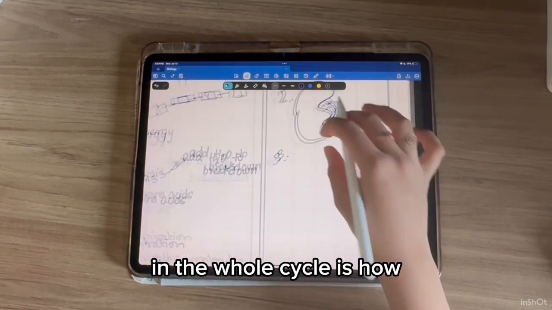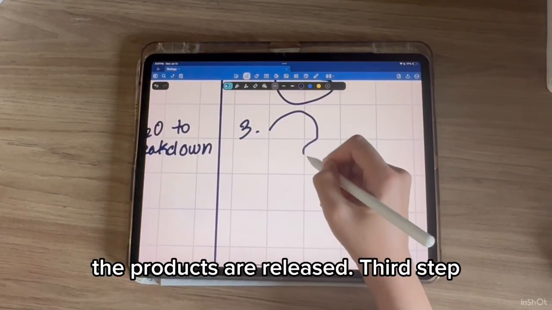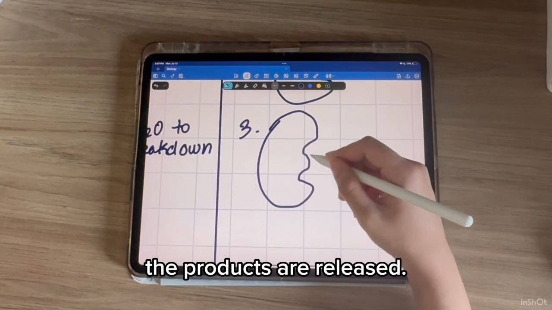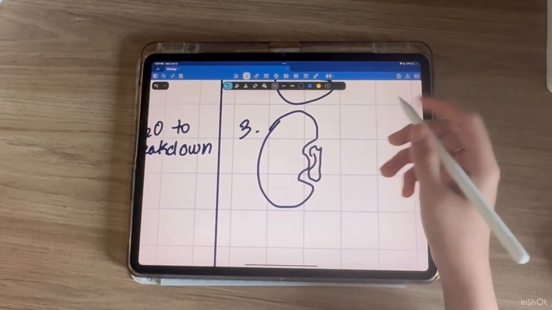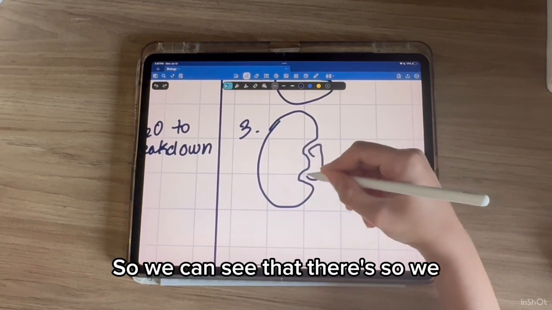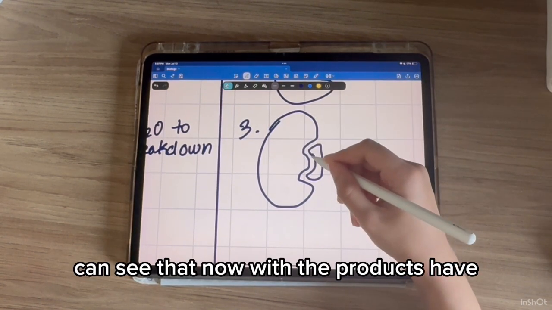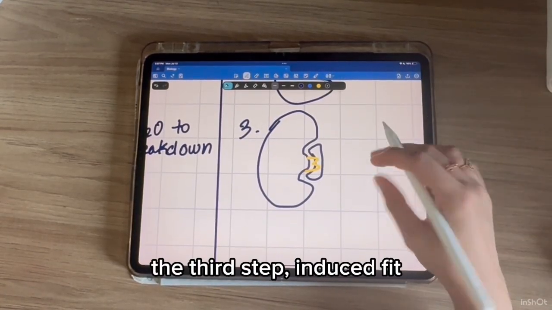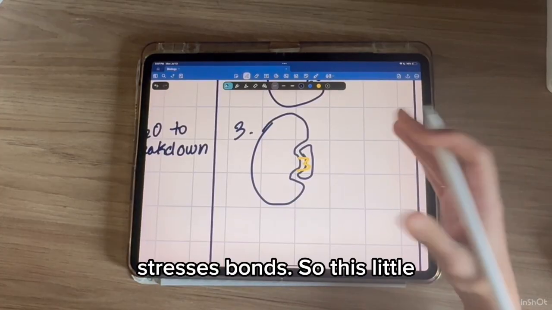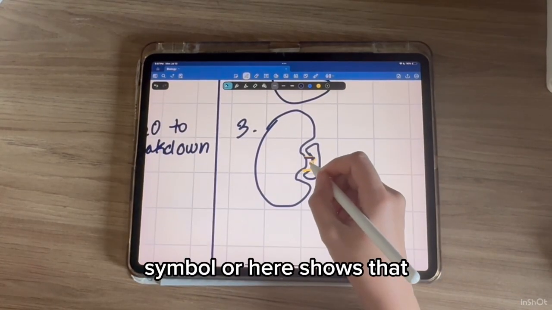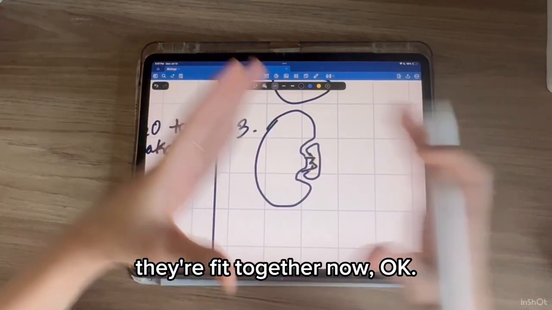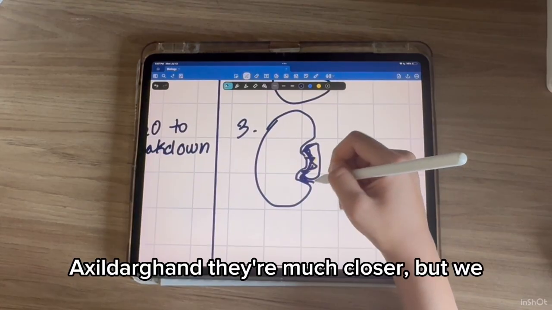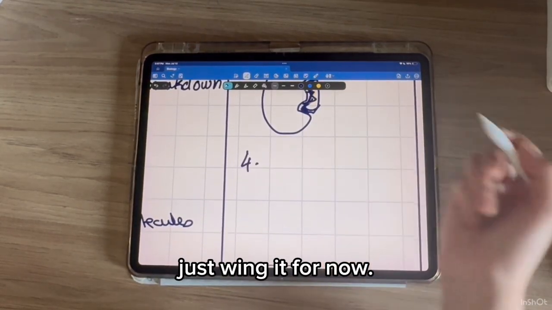Then the third step in the whole cycle: induced fit stresses bonds. So this little symbol over here shows that they're fit together now. Okay, in the actual diagram they're much closer, but we just wing it for now.